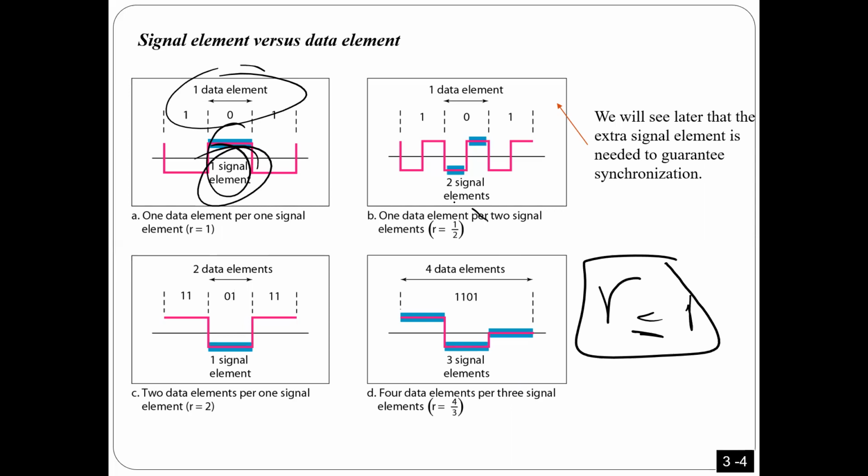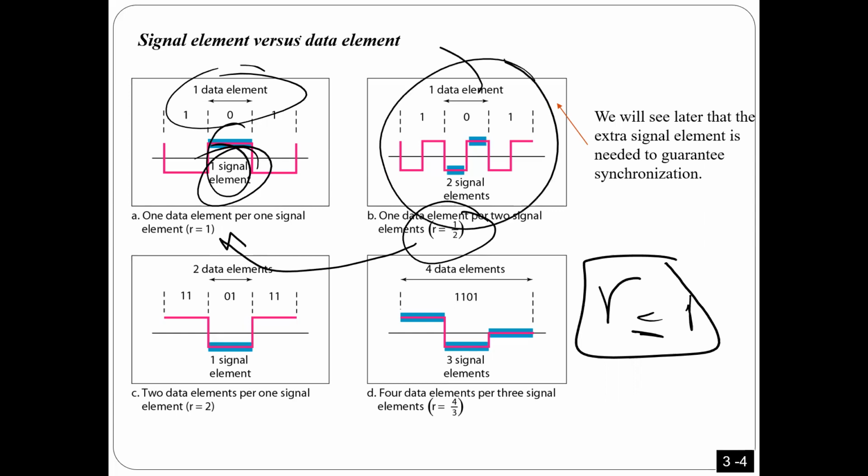If R is half, for sure this is worse than this one. And you will see it in the bit rate. The bit rate here is going to be half the bit rate here. It makes sense, because here, using 1 signal element, I transfer 1 bit. Here, I need 2 signal elements to transfer 1 bit. So the bit rate here is half the bit rate here, which is bad.